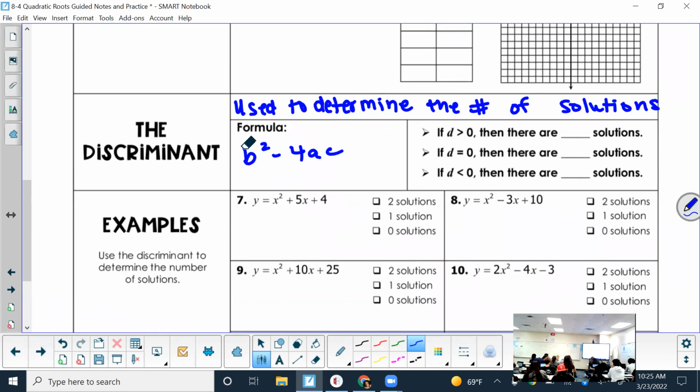Now, does that look familiar at all? Where have you seen it? All right, it's part of your quadratic formula, which we haven't covered yet. We'll cover it some other day. But part of your quadratic formula is your axis of symmetry. The other part is your discriminant. Except in the quadratic formula, it normally has a square root.